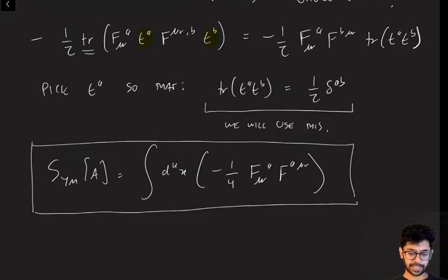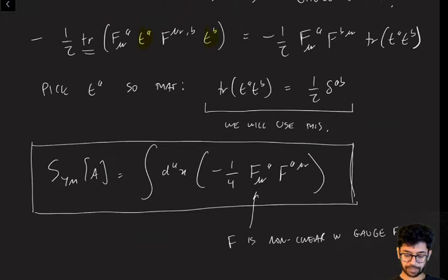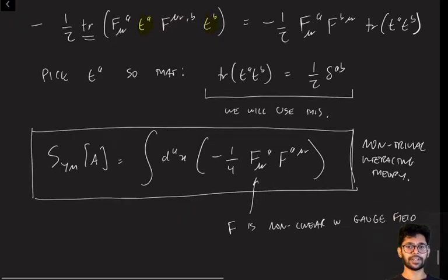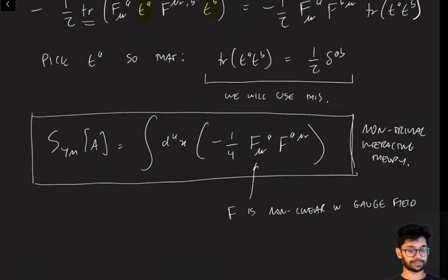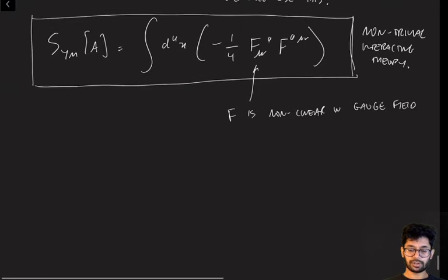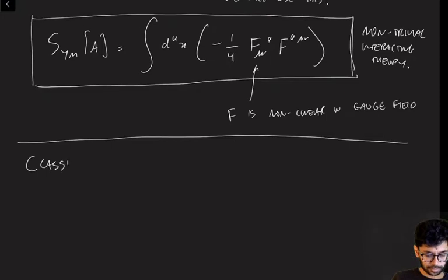However, I want to point out that although this action looks really simple, it's actually kind of complicated because, unlike in the abelian case, F is non-linear in the gauge field. So even though I've written the action in a very compact manner, it's actually already a non-trivial interacting field theory. It's not quadratic. And so we're going to study the quantum aspects of this theory in the next video. For now, let's study a few classical aspects of this. Let me first figure out the classical equations of motion by varying this action.